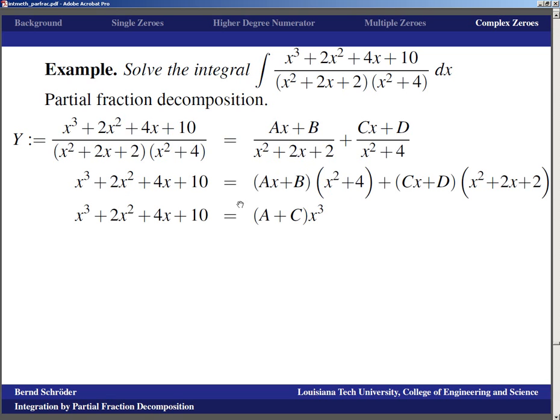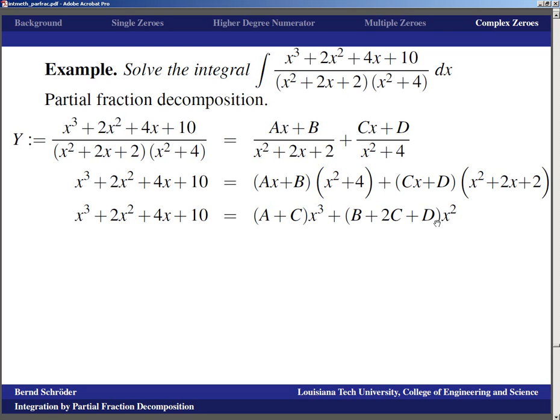Okay, so the left side stays the same. We multiply out the parentheses. Let's see, ax times x squared gives us ax cubed. Cx times x squared gives us cx cubed. What do we have with x squared? Bx squared here. Cx times 2x gives us 2cx squared. And d times x squared gives us the plus d in here.